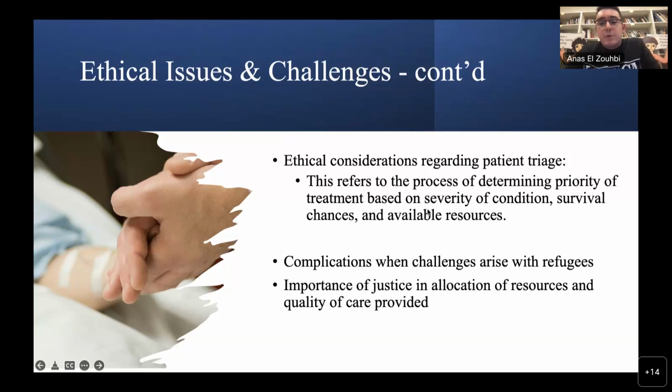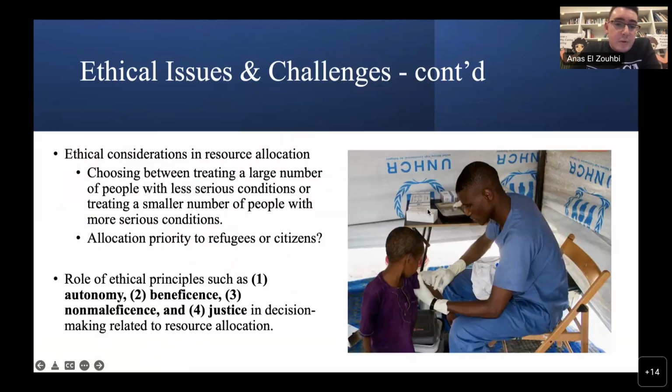And finally, it's important to be just in allocation of resources and ensure that optimum quality is provided to all patients, regardless of their status, whether they are refugees, whether they are normal citizens, etc. So, as we said, there are some ethical concerns when it comes to resource allocation. Again, one example could be choosing between treating a large number of people with less serious conditions or treating a smaller number with more serious conditions, or priority to refugees versus priority to citizens. How do we make such decisions? How do the ethical principles of health help us in making these decisions?